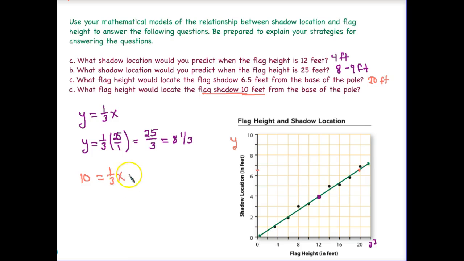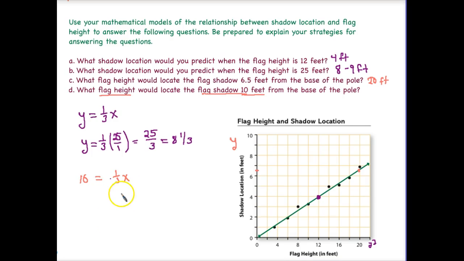But what we're trying to find is the x. We're trying to find the flag height, which is our x. How can we solve this for x? Remember that we either divide by the coefficient or multiply by the reciprocal. In this case, since we have a fraction, it makes more sense to multiply by a reciprocal. So what is the reciprocal of 1/3? Well, we just flip it around and we end up multiplying by 3 over 1. Therefore, we need to multiply the left side by 3 over 1 as well.